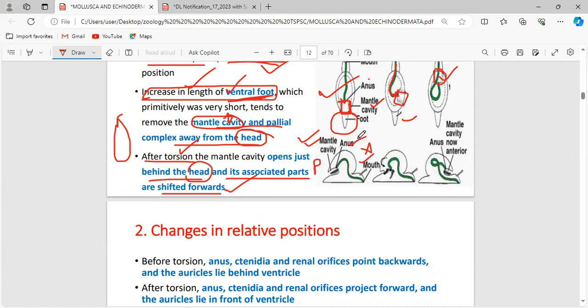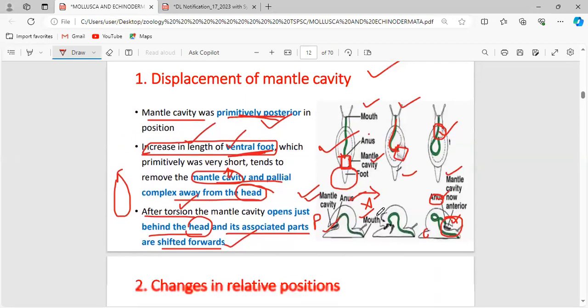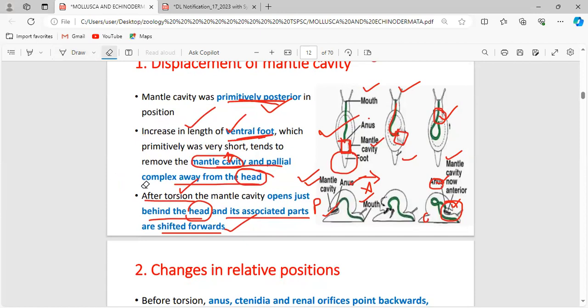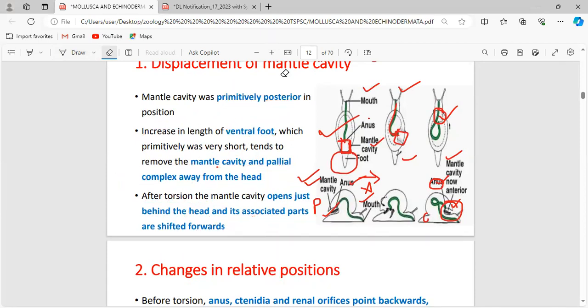Okay, now the torsion process is beginning. Now the 180 degree rotation will be starting in an anti-clockwise direction. Now see the mouth region, the anus is present initially in the posterior region. As a result of torsion, the anus and the mantle cavity are in the anterior region after torsion. Any doubts? If you have any doubts, just post it. Or we can move to the next slide.